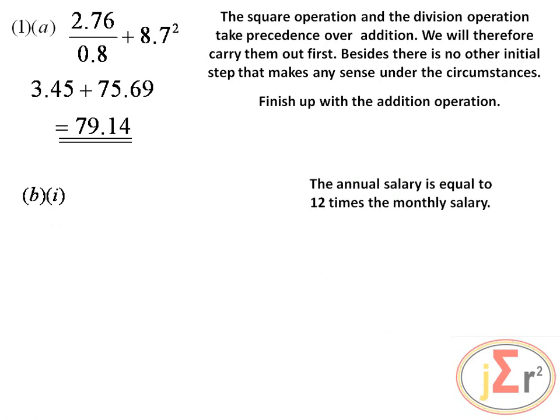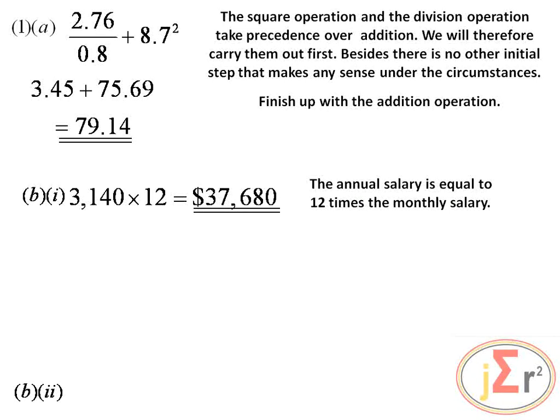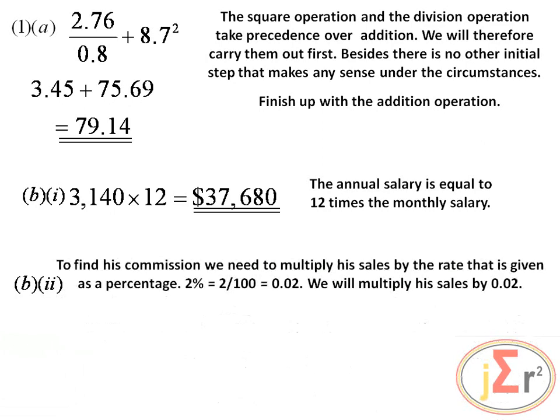The annual salary is equal to 12 times the monthly salary. We were given the monthly salary and we are required to determine the annual salary. Take that, multiply by 12, we have the annual salary, there's nothing to it.